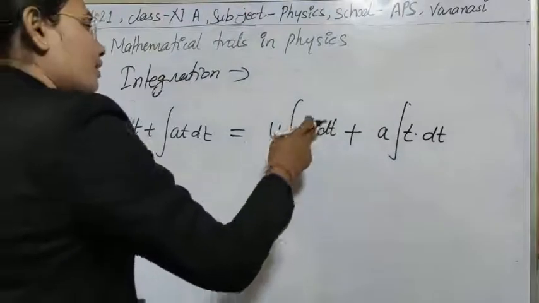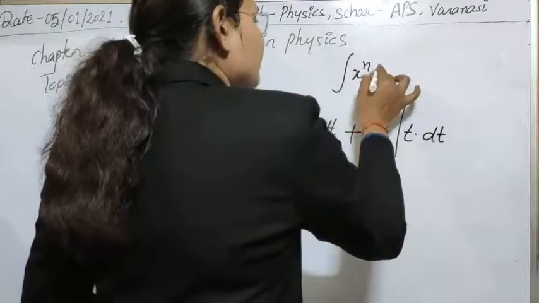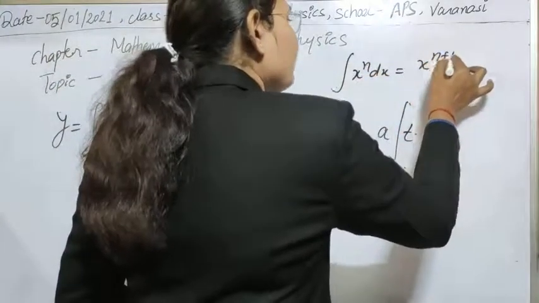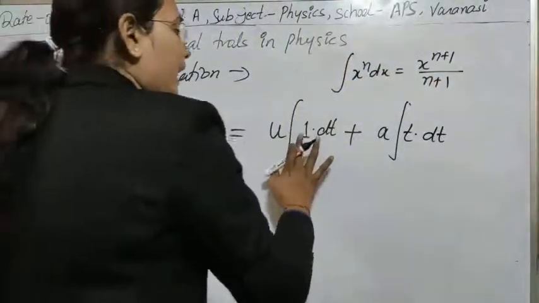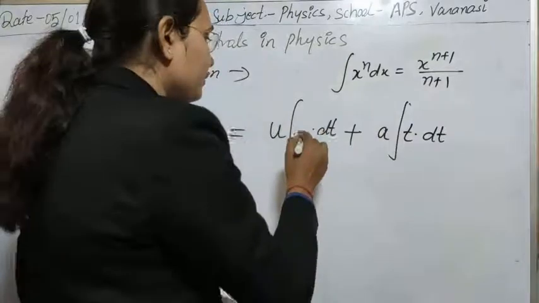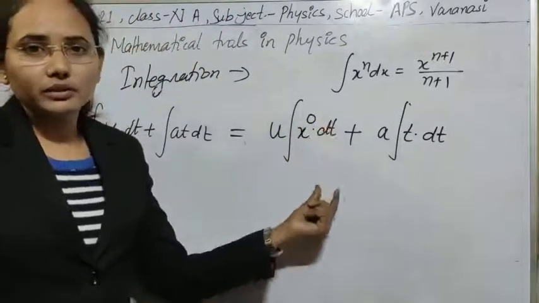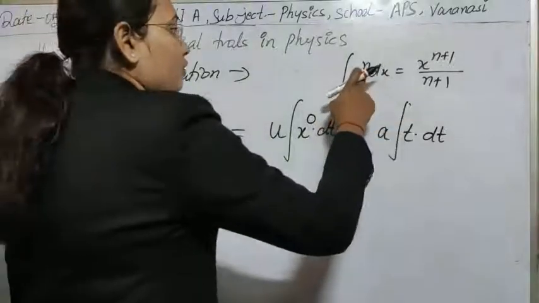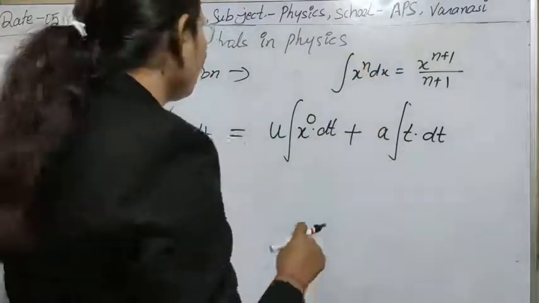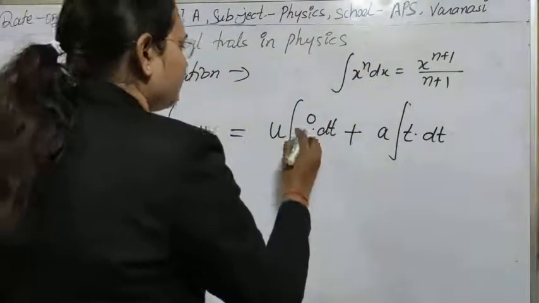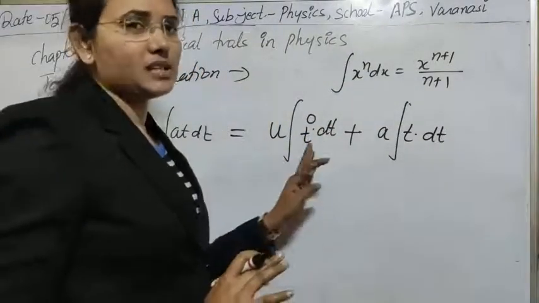Clear? Now you can integrate it with the formula we have used, that the integration of x power n is x power n plus 1 over n plus 1. In the place of 1 you can write x power 0, as any quantity to the power 0 is equal to 1. Here the value of n is equal to 0. And as we don't write x here, you can put t, because you have to integrate with respect to t, that's why use t only.